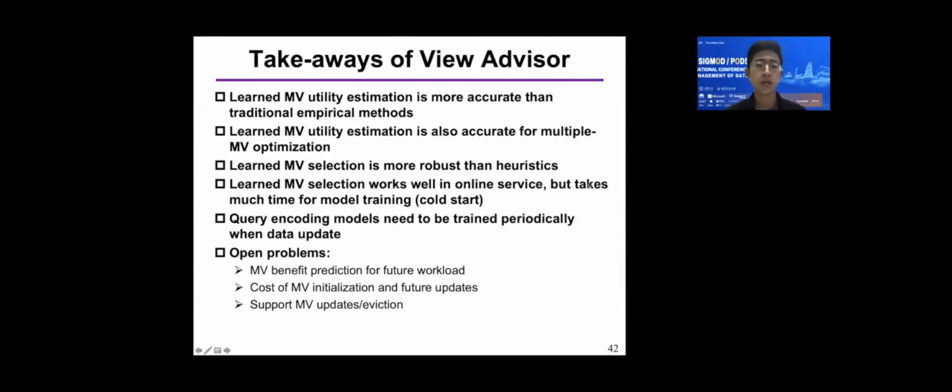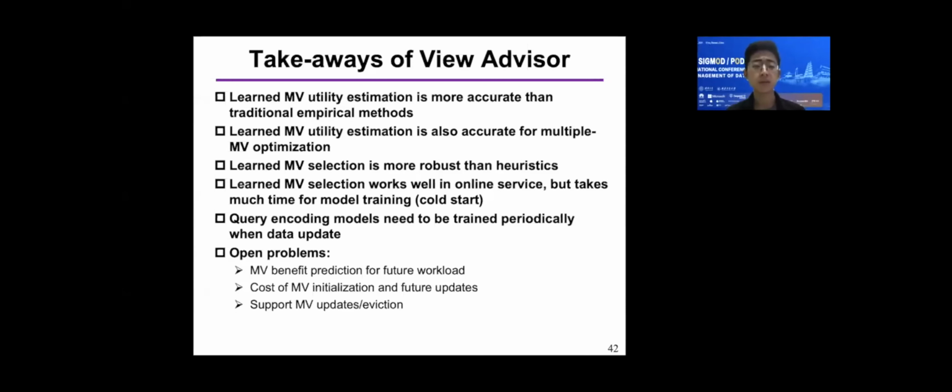So in conclusion, learned MV utility estimation is more accurate than traditional empirical equations. And the learned utility estimation is more accurate, especially for problems like multiple MV optimization. And the learned selection is more robust than heuristic methods. And learned selection works well in online service, but takes much time for model training, especially for cold start steps. And the query encoding models need to be trained periodically, especially when the data are updated.